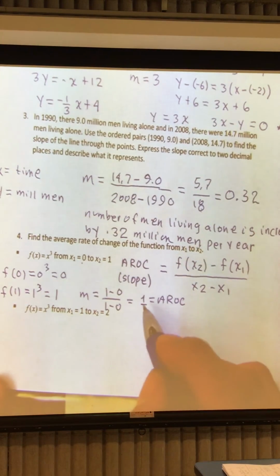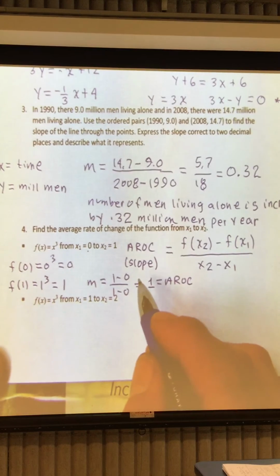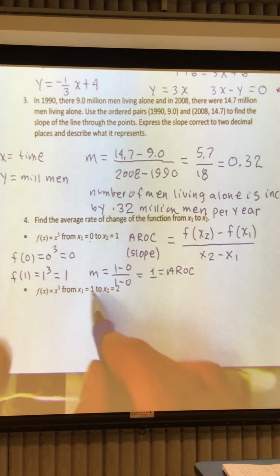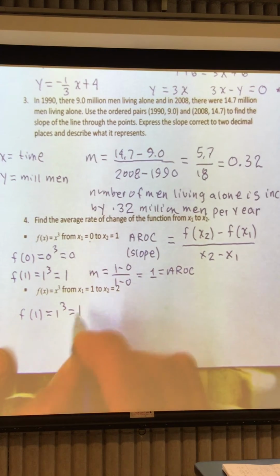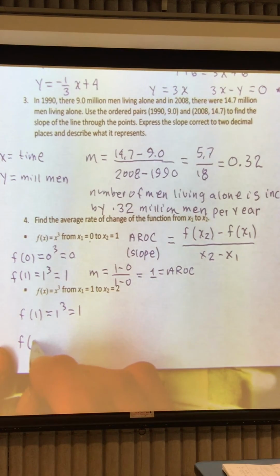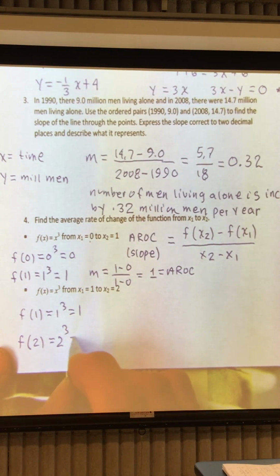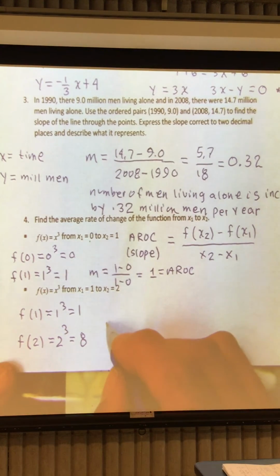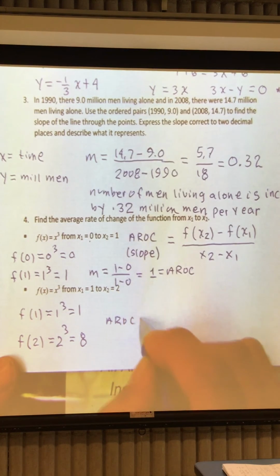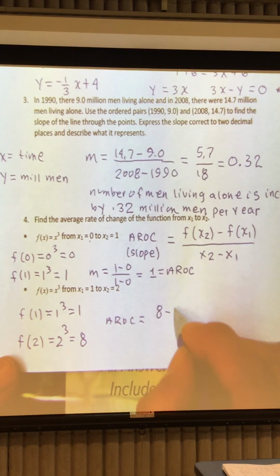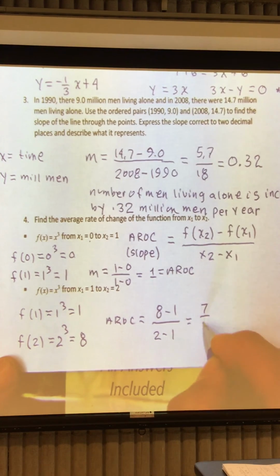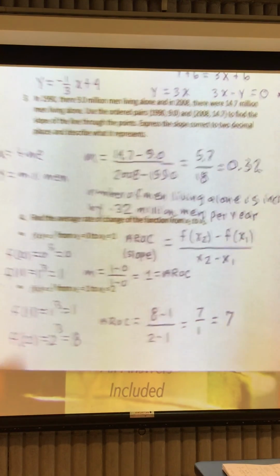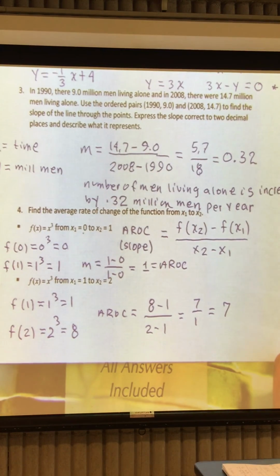Let's repeat that same calculation for a different set of values, from x equals 1 to x equals 2. So f of 1 we know from before is 1, and f of 2, at the second value, is 2 cubed or 8. So the average rate of change is the difference in the y values divided by the difference in the x values, and that is 7 divided by 1, or 7. And that concludes the problem set for section 2.4.